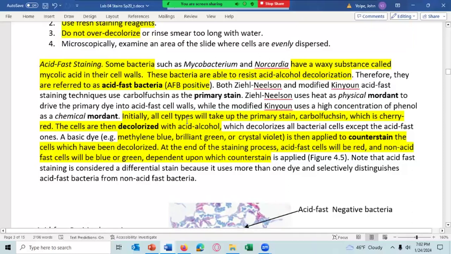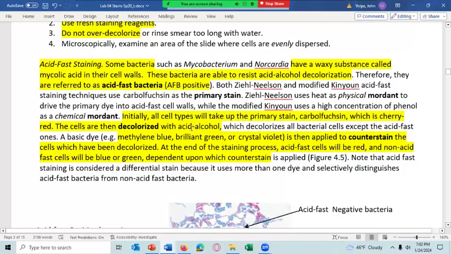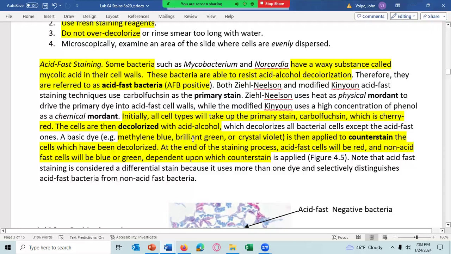Initially, all cells will take up the primary stain, which in the acid-fast stain is Carbol fuchsin, and it's a cheery red color. You then decolorize the cells with an acid alcohol. The acid-fast negative cells will lose the primary stain, the Carbol fuchsin. And then you apply a counter stain to stain the cells which have lost the Carbol fuchsin. At the end of the staining process, acid-fast positive cells should stain red, and non-acid-fast cells will stain either blue or green, depending on what the counter stain was.